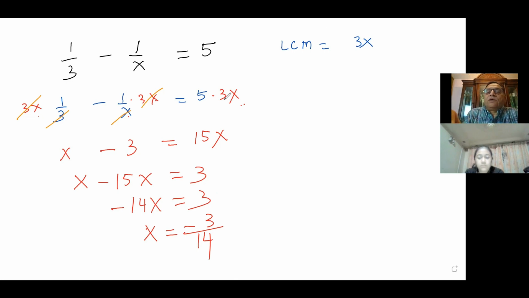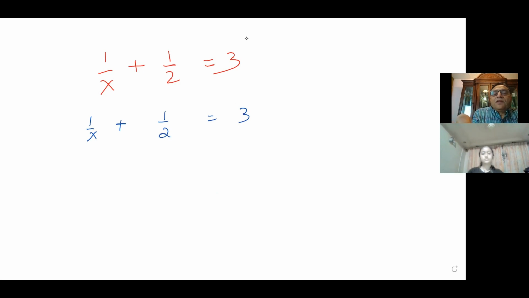Okay. So let's do this example once again to be very clear. Similar example. So we have 1 over x plus 1 over 2 equals, let us say, 3. How will you find x? Tell me. What is the common denominator? 2x. So see, the thing is, these two numbers are there in the denominator. We have to multiply with their product, right? Common. So it is 2x, right? So 2 times x, 2 times x, and 2 times x. Is that clear to you?